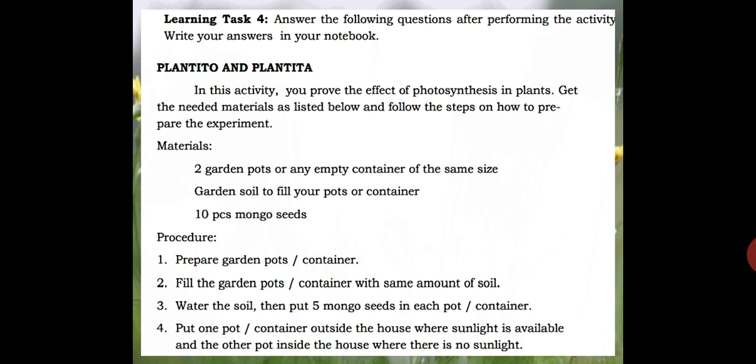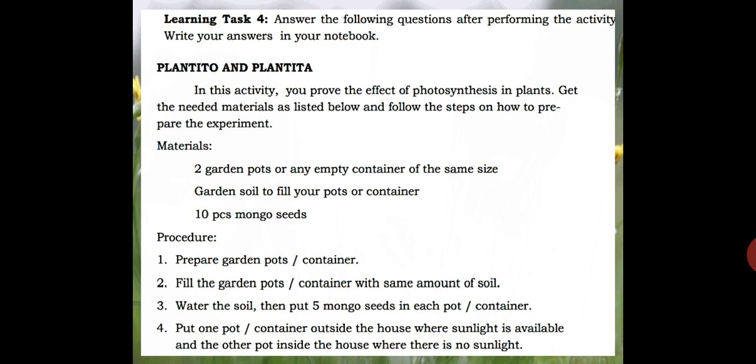So, the materials needed for this activity, 2 garden pots or any empty container of the same size. Garden soil to fill your pots or container. 10 pieces mango seeds. Okay, so procedure. Procedure number 1, prepare garden pots or container. Number 2, fill the garden pots and container with same amount of soil. Number 3, water the soil, then put 5 mango seeds in each pot or container.